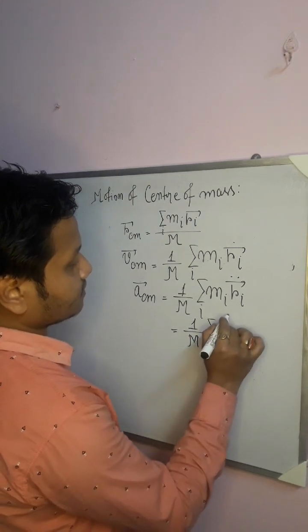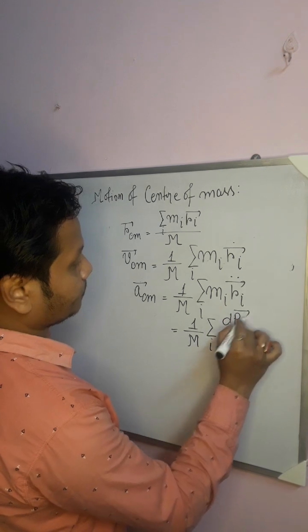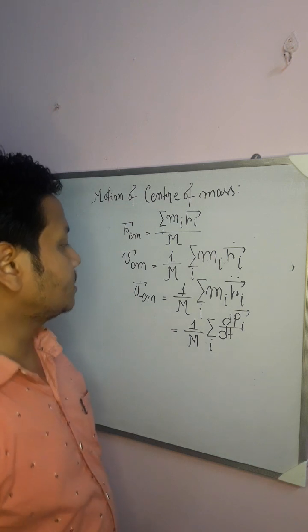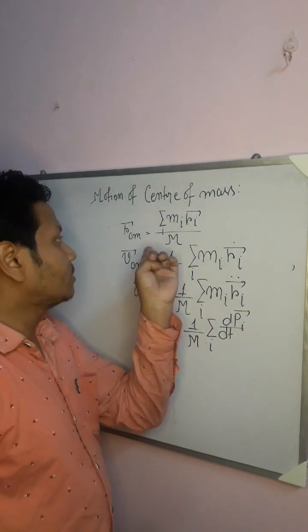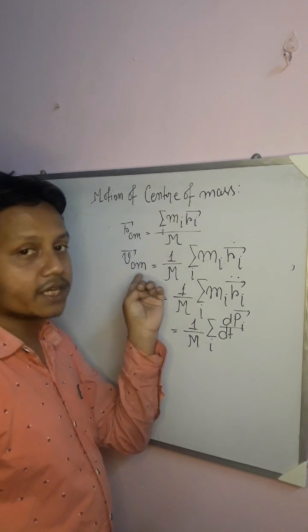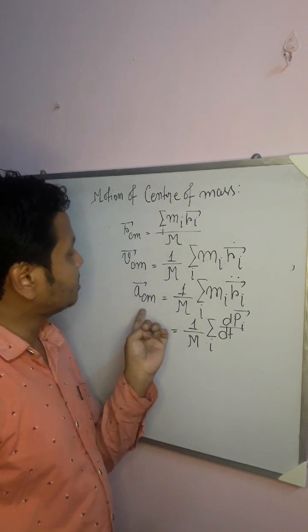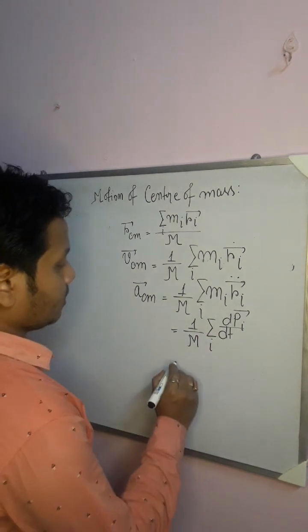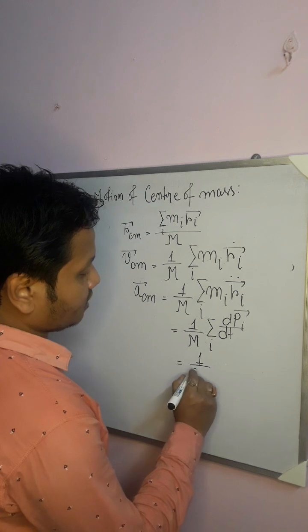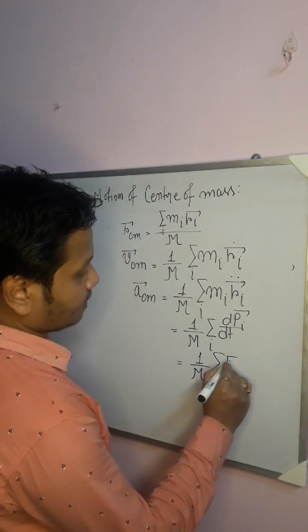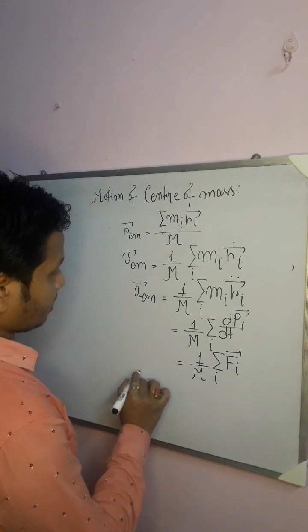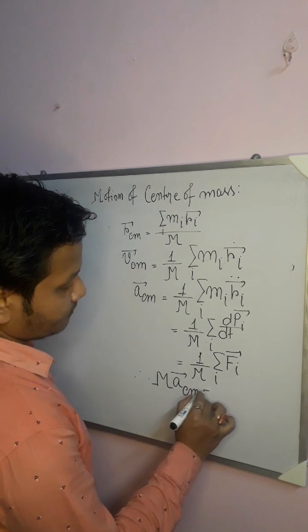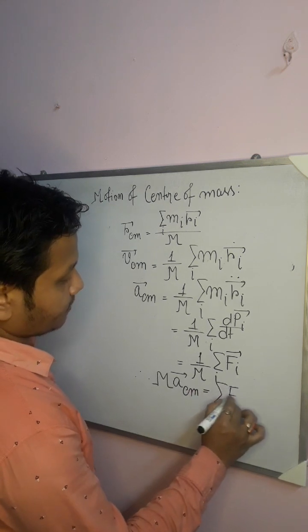And this we can write as dp_i/dt. So we know the position vector, we differentiate it, first we get the velocity and then we again differentiate it, we get the acceleration. So that can be written in this way. Now this is simply 1 by M and this is simply F_i. So from this we can easily write M a_cm is simply the sum of F_i.